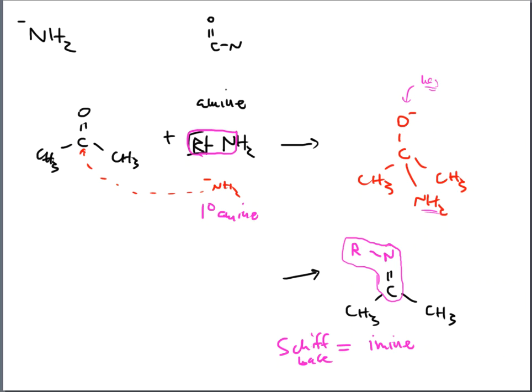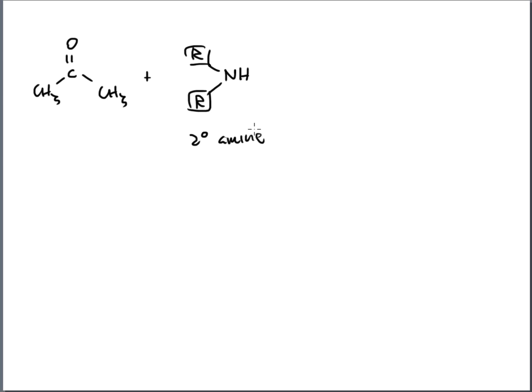Okay, so now what I want to do before I stop this video is take the same molecule that we started with before, acetone, and this time we are going to react it with a nitrogen-containing nucleophile, an amine, but this time it's attached to 2 alkyl groups, not 1. So this is a secondary amine. It's secondary because it's attached to 2 carbon pieces. So one of the hydrogens has been replaced with another carbon chain.